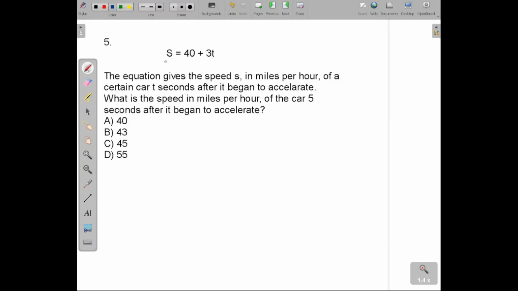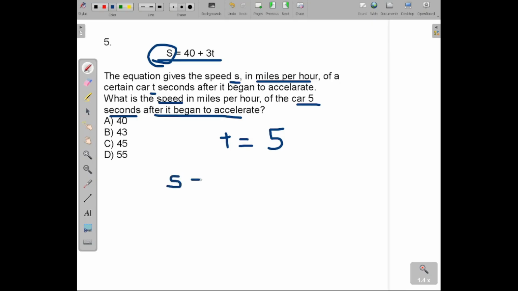5. S is equal to 40 plus 3 times t. The question gives the speed s in miles per hour of a certain car t seconds after it began to accelerate. What is the speed in miles per hour of the car 5 seconds after it began to accelerate? To summarize, we have this equation and we need to find the speed s given that the time, or the variable t, is 5 seconds. So we only have to replace this value t in the equation.